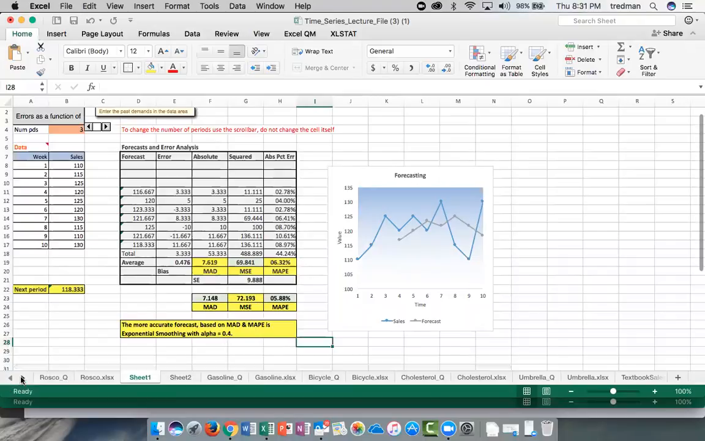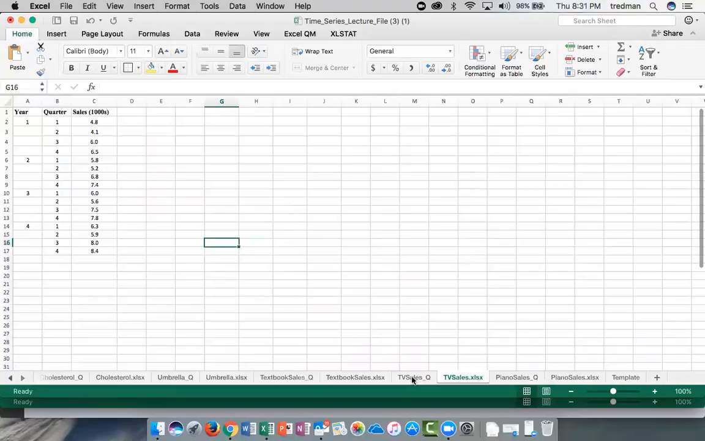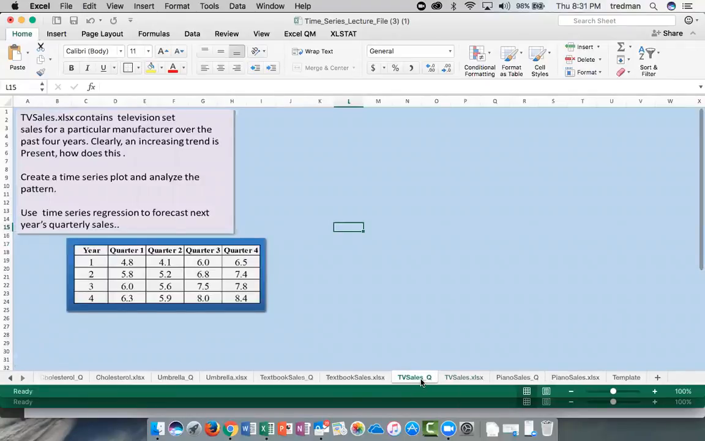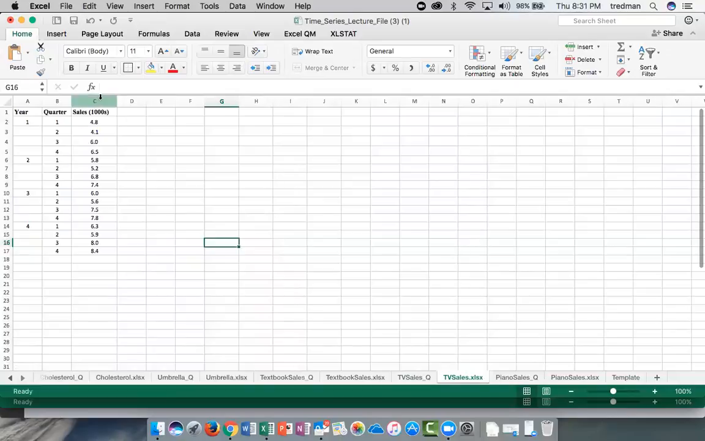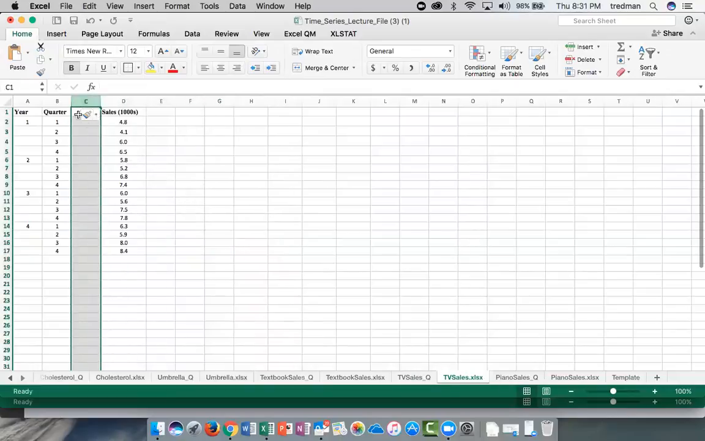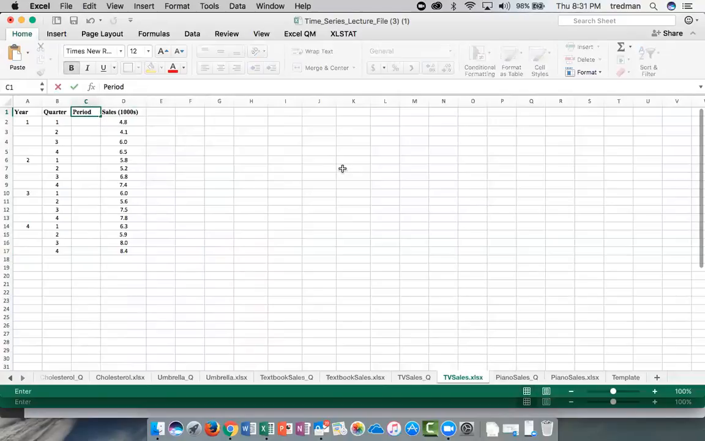Okay, the last type of problem is I'm going to go down here and use this TV sales data. We've got TV sales. This is TV sales for a period over the past 4 years. It looks like there's an increasing trend, but all I have is this table. And then when I look at the data, the table is a little bit broken out, but I have to actually insert a period variable in order to create a time series plot. Period variable is just consecutively numbered.